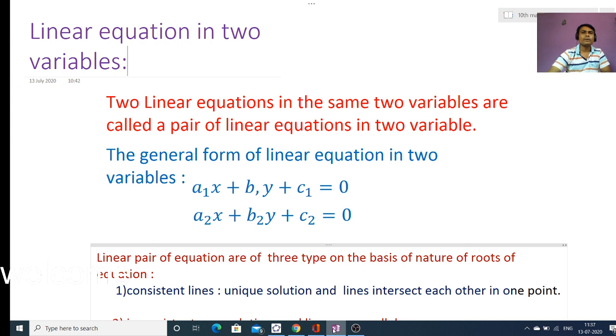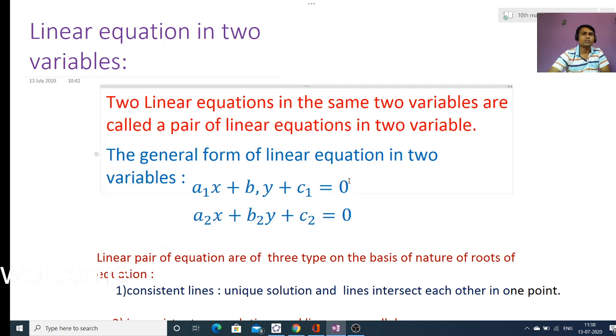Further, there is another method, that is Cramer's method. You have to find the discriminant and then find the values where the two lines have the solution. And I'm talking about the general case, what the word linear means. Linear means it represents a straight line. Linear equations come in a pair, a linear pair. Two linear equations in the same two variables are called a pair of linear equations in two variables.